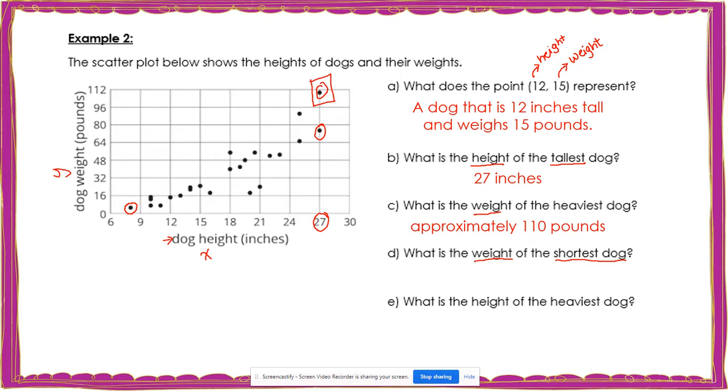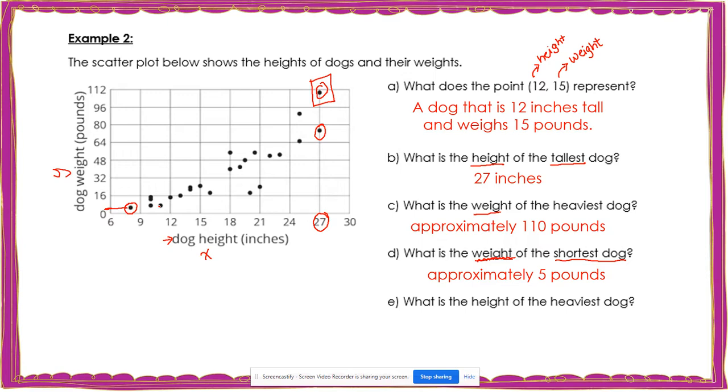Now, this is not asking me what is that dog's height. This is asking what is that dog's weight. So I would come over here and say, it looks like it's about right here on my y-axis. So it's somewhere between 0 and 16, but it seems to be closer to 0. So I might say it's approximately 5 pounds, and you might have a different answer because we can't see exactly where this is. So anywhere that's close to that, but it definitely needs to be below 8, because it's not halfway up. So approximately 5 pounds is the weight of the shortest dog.